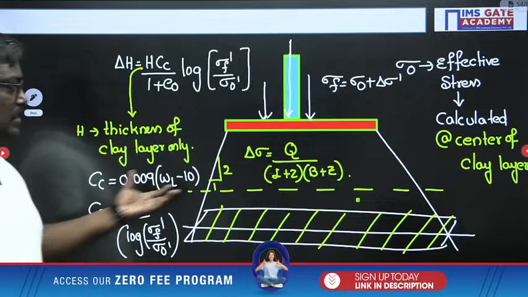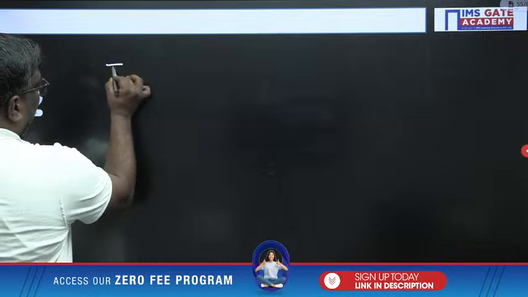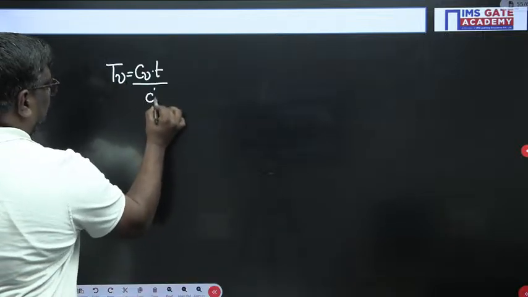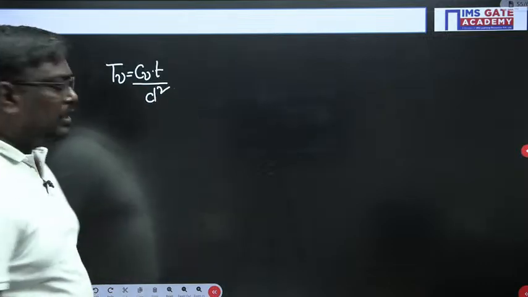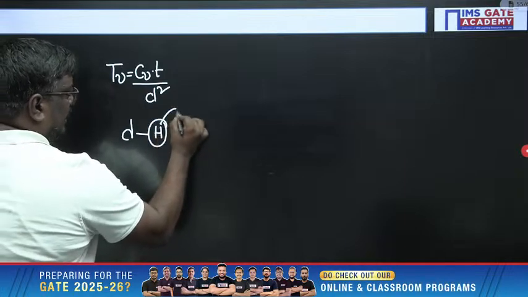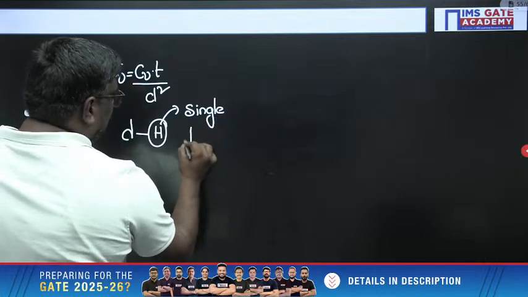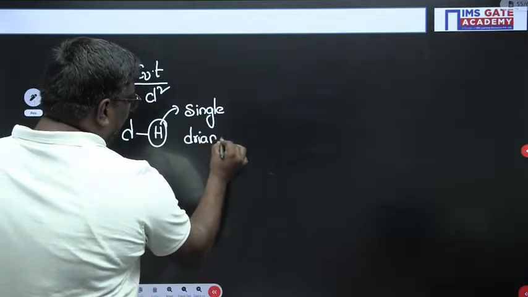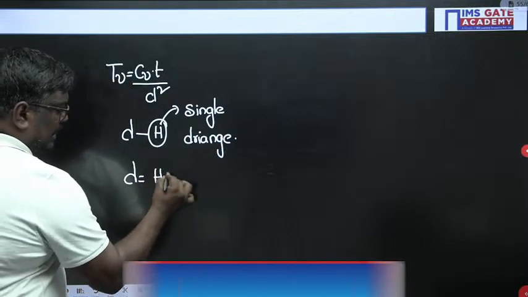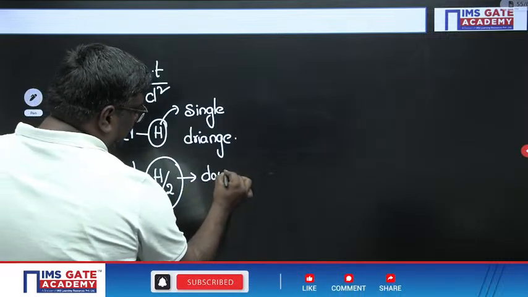Okay, sir. Sir, see, they can ask you in other ratio problems, we have Tv is equal to what I told you, Cv t upon d square, sir. Here d will be taken as H, the thickness of clay layer, in case of single drainage. In case of what, sir? In case of single drainage, d will be taken as H. d will be taken as H by 2 in case of what, sir? In case of double drainage.